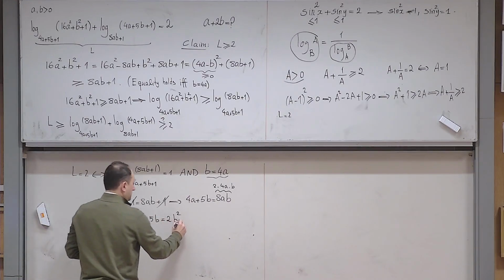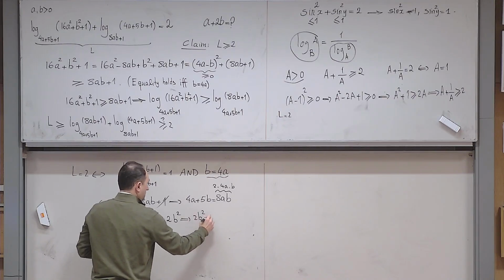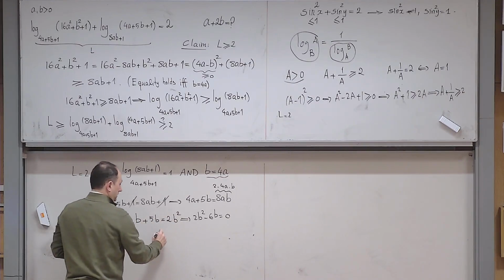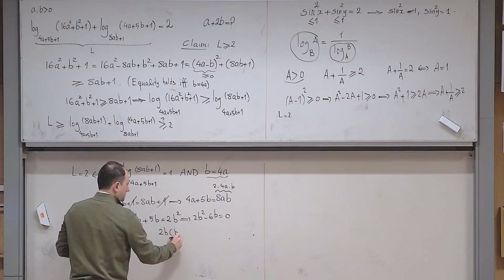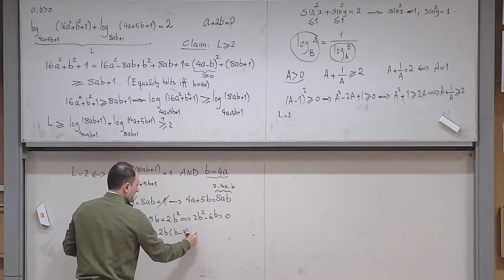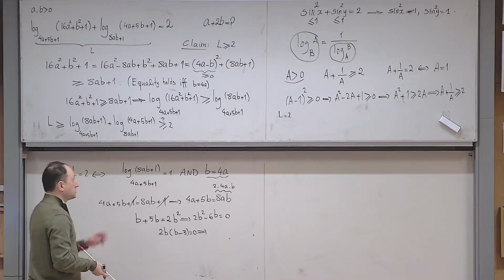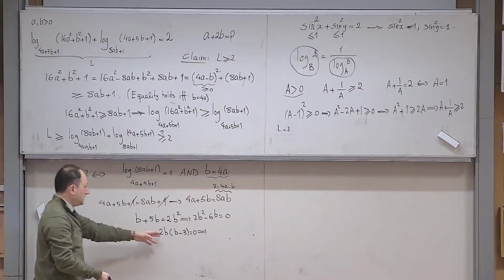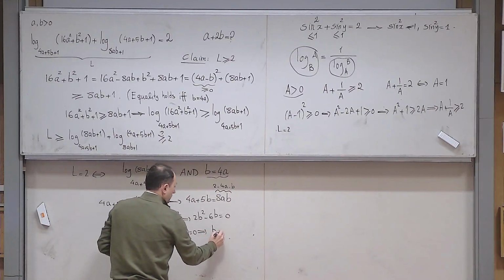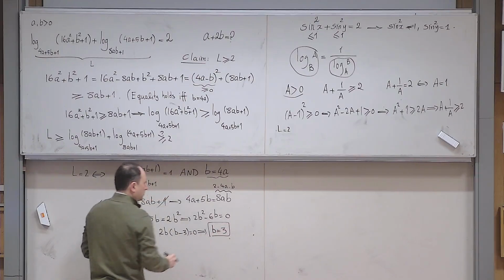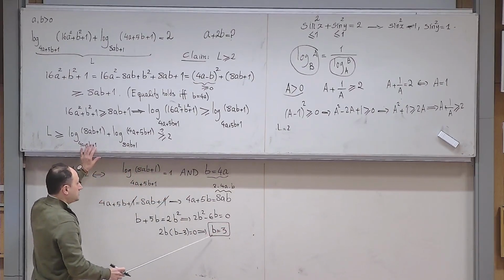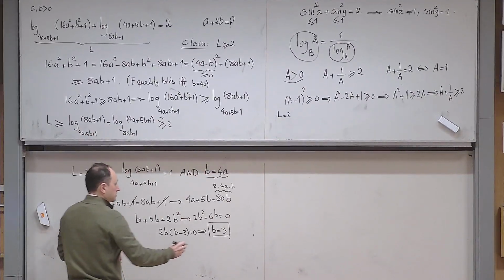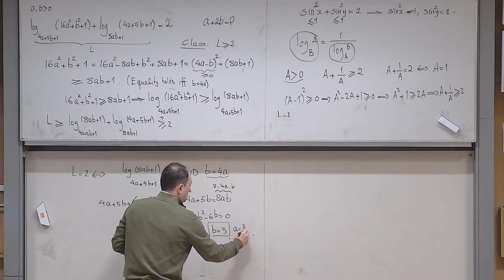So this means that I have 2b squared minus 6b equals 0, because this becomes 6b, I move it there. I factor 2b out, so it becomes b minus 3 equals 0. Either b is 0, but this is not acceptable because it is mentioned that a and b are positive, so b is not 0. So the only possibility is that b is equal to 3. And if b is equal to 3, a is 3 over 4.